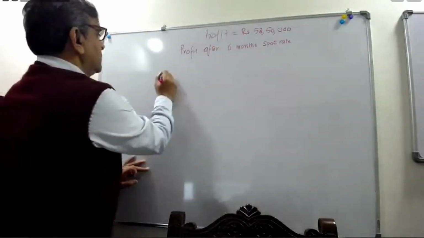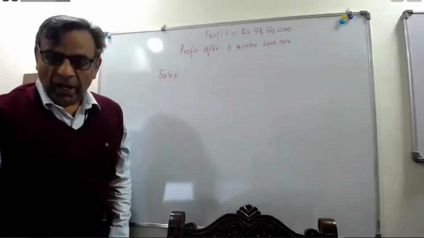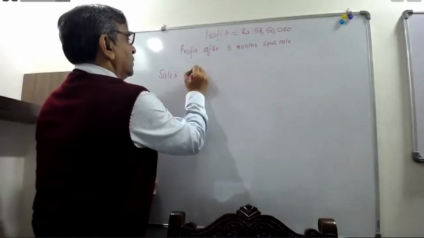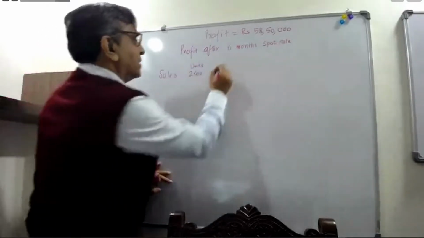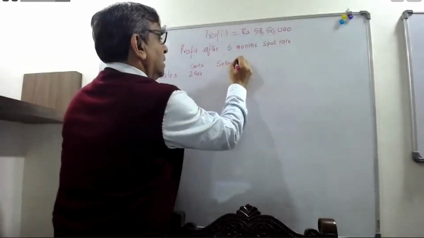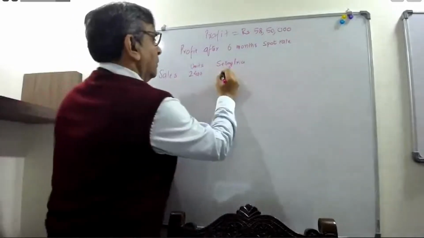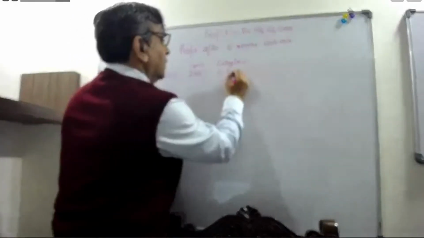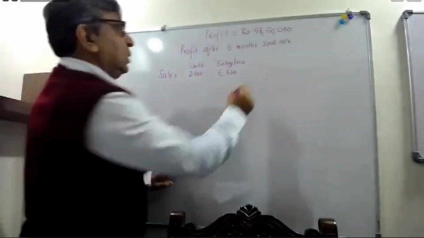So first is sales. And we know the units are 2,400. Then the selling price is in euro, and we know it is euro 500. So this is the price which is there. Then we look at the bid price.